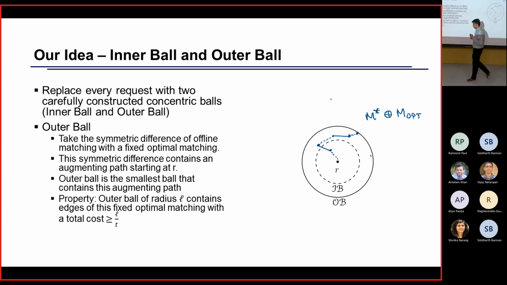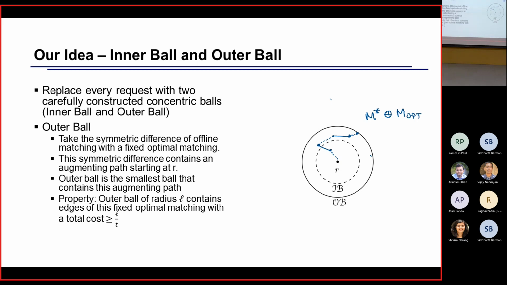Then the second ball that we construct is the outer ball, and it's constructed as follows. When the new request R arrives, think of the offline matching that you've maintained and take its symmetric difference with the optimal matching, the global optimal matching. What you can argue, and this is standard matching, is that the symmetric difference contains an augmenting path. So you'll have some edges of the optimal matching and some edges of the offline matching that you're making in this augmenting path.